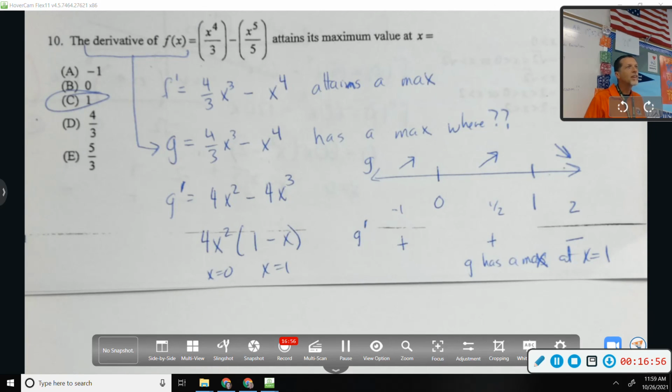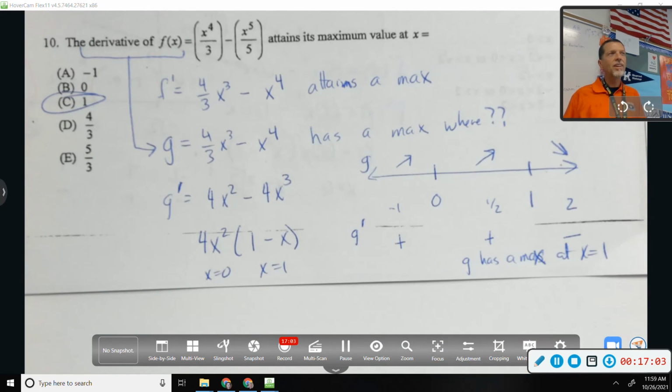But what's the difference between a first derivative test and a second derivative test? This is what's confusing: we did a first derivative test of G.